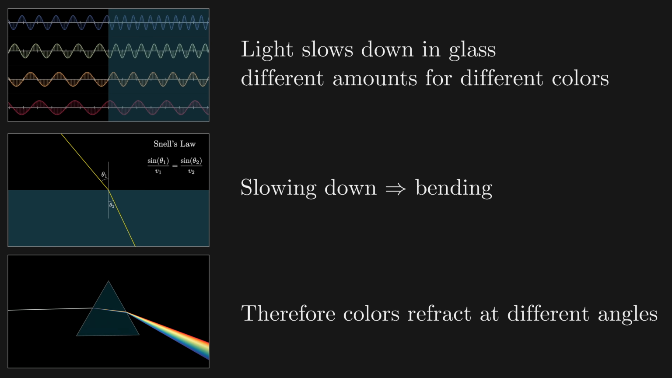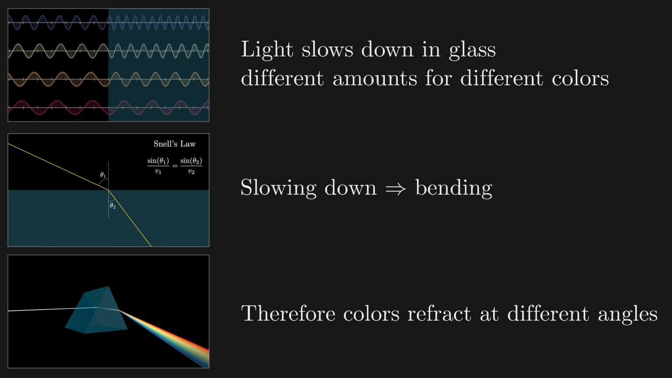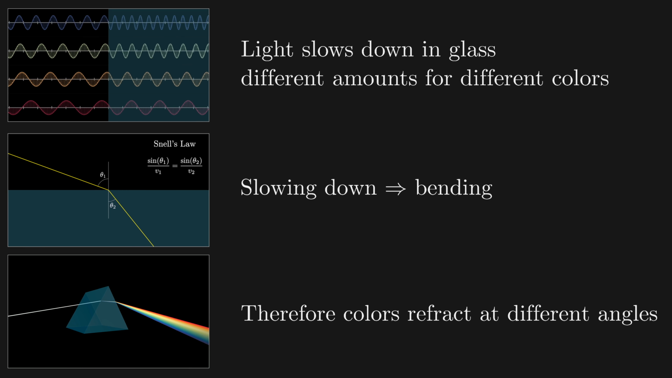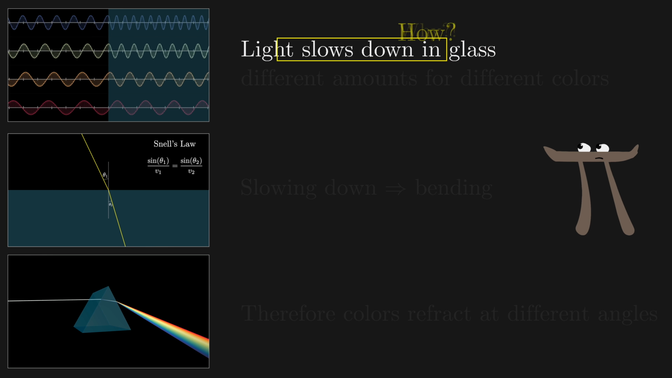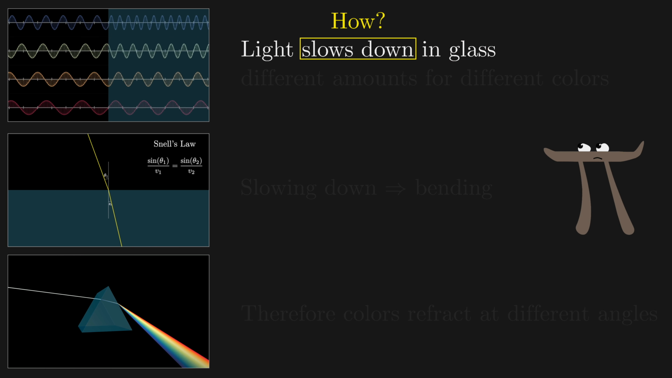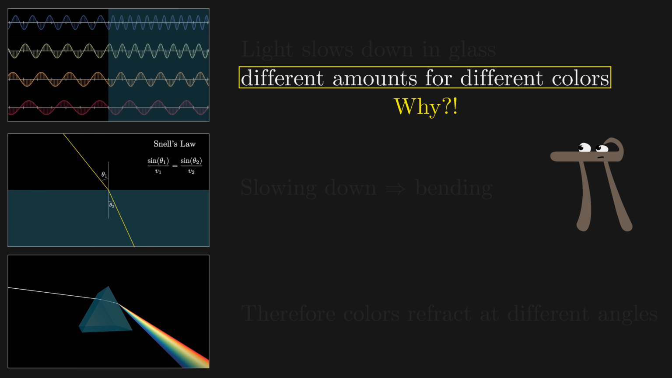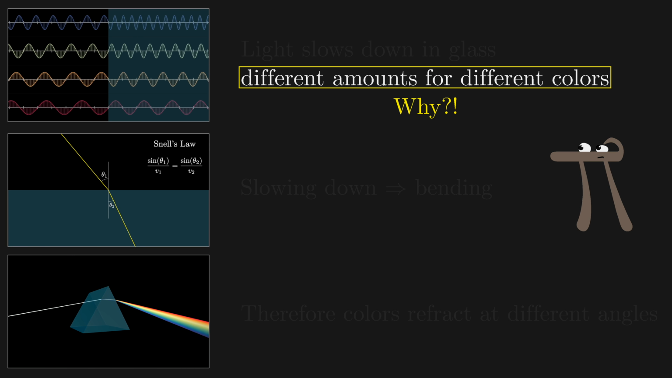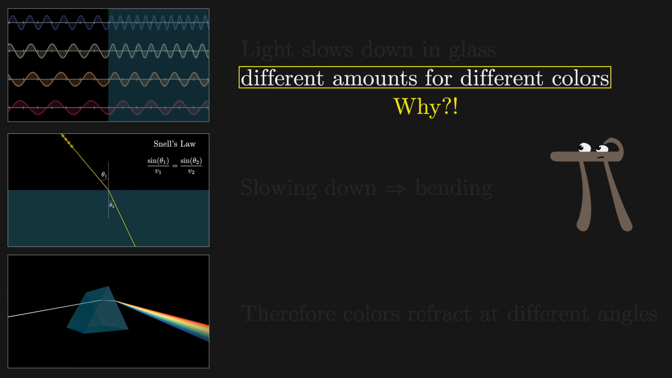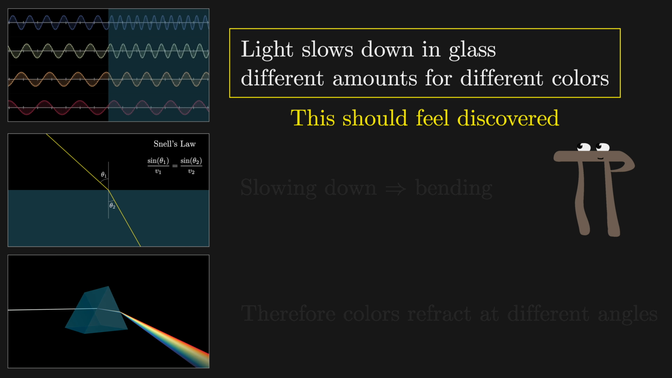So that is the standard explanation, and it's not wrong per se, it's just that all of the key components are handed down from on high. Like, why would light slow down like this? And what exactly do we mean by slowing down? And even if you understand that, why would the amount that it slows down have anything to do with the color of the light? Is that just a coincidence, or is it necessary? If you have a sufficiently high standard for explanations, you want both of these facts to feel discovered, rather than feeling like they were handed down.